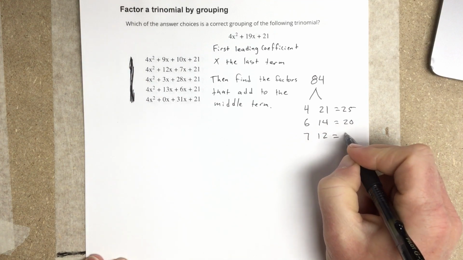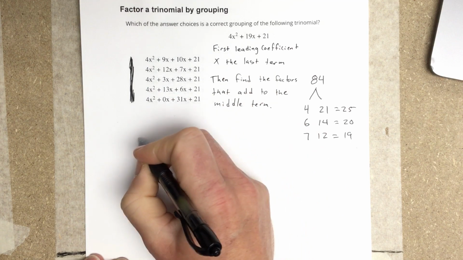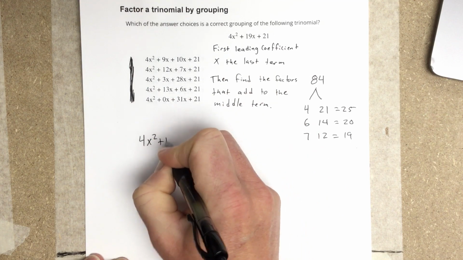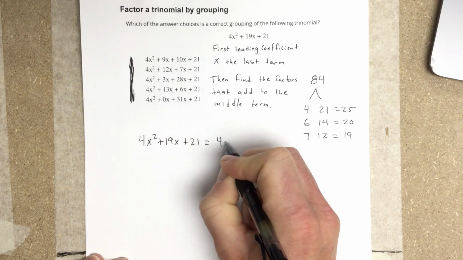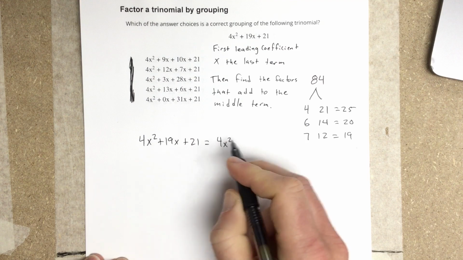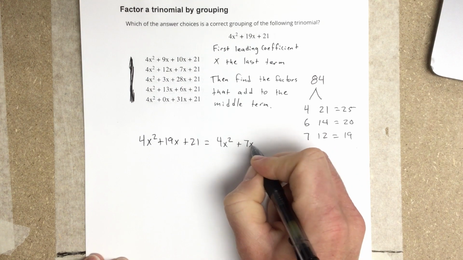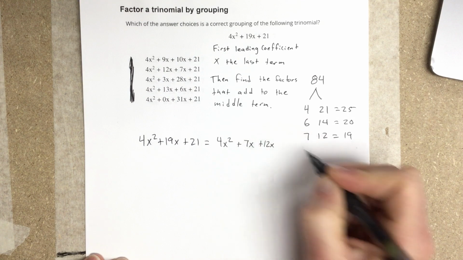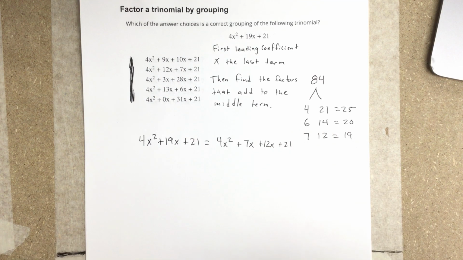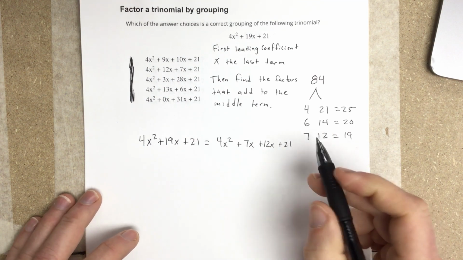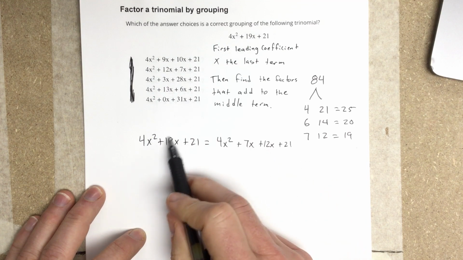That is 19. So we can go ahead and write 4x squared plus 19x plus 21 as actually equal to 4x squared, and we split the middle term into 7x and 12x, so plus 7x plus 12x, and then plus 21. And then we're going to do the factor by grouping part. You can see we didn't change anything. The 7x and the 12x still add to 19x.